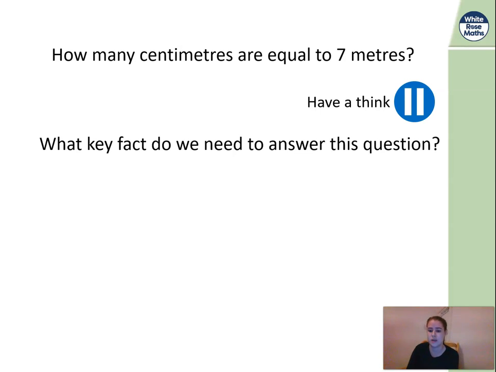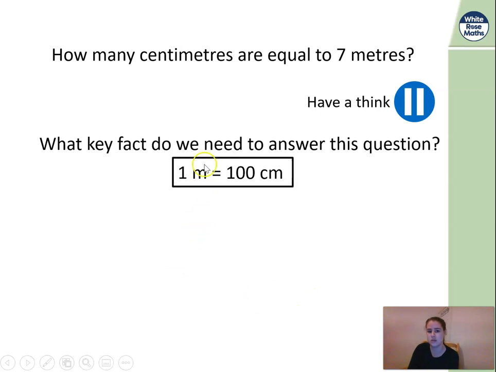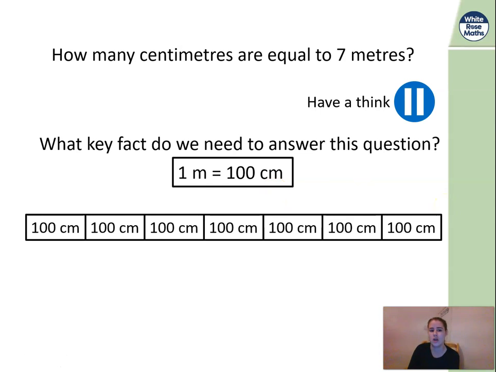Okay, we need to actually convert centimetres and metres. So here it is. 1 metre is the same as 100 centimetres. So here, 1, 2, 3, 4, 5, 6, 7. Okay, we have 7 lots of 100 centimetres. Therefore, our number sentence is going to be 100 times 7. We know that 100 times 7 is going to be 700 centimetres.